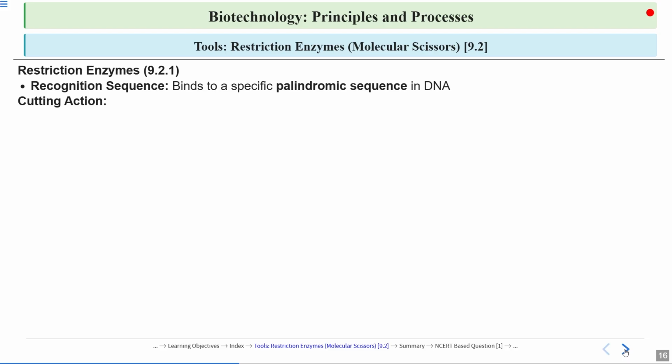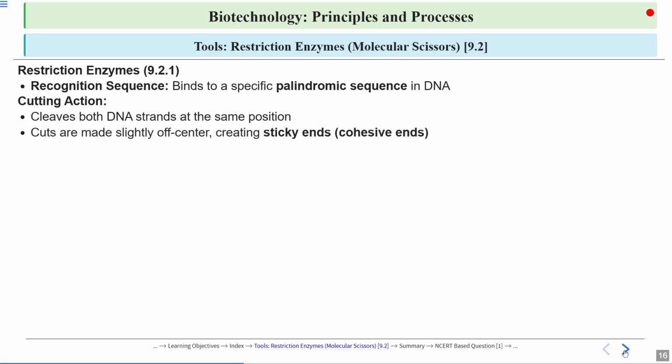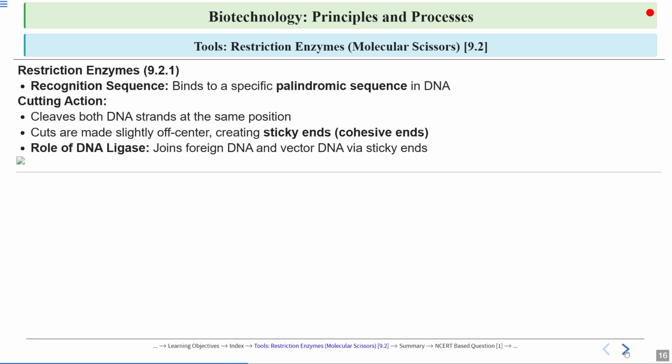So, many of the restriction enzymes recognize a specific palindromic sequence in DNA. It binds to it and then cleaves both the DNA strands at the same position. In this EcoRI case, it was between G and A. The cuts are made slightly off center, meaning not directly in the center but a little away from the center, and it creates the sticky ends, which you also call cohesive ends. These are the overhanging stretches. These overhanging stretches join together with the help of DNA ligase, and thus a recombinant DNA forms.